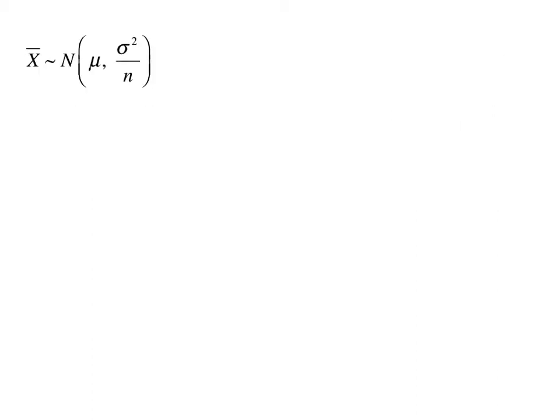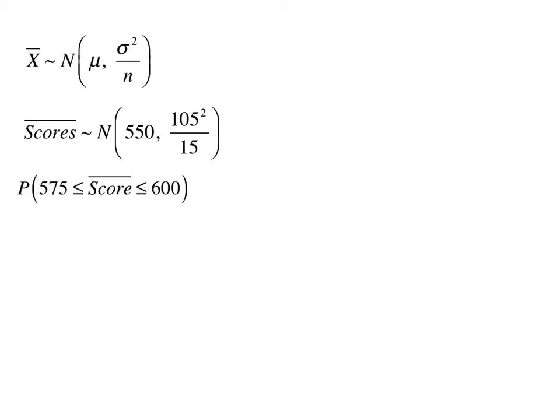So in general, x bar, the sample averages, are distributed normal with a mean of mu and a variance of sigma squared, the population variance, divided by n, the sample size. So in this case, the average scores are distributed normal. 550 is the mean. The variance is 105 squared over 15. And the question here is the probability that 575 is less than or equal to the average score, which is less than or equal to 600.